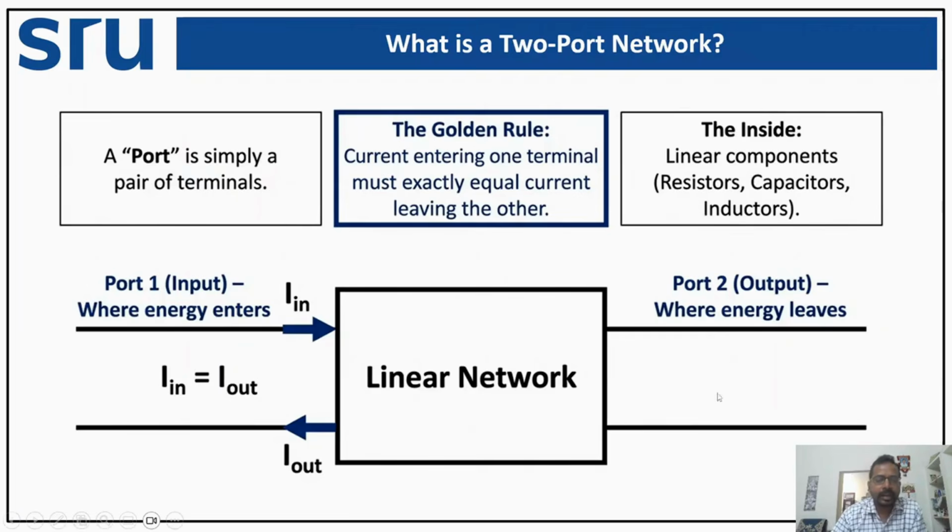So we can say that each port consists of two terminals, which means that the network has a whole of 4 terminals. These 2 terminals are typically referred to as an input port, where the current is entering this particular subnetwork, and this is considered the output port, where the output of this particular subnetwork is given to the input of the other subnetwork.